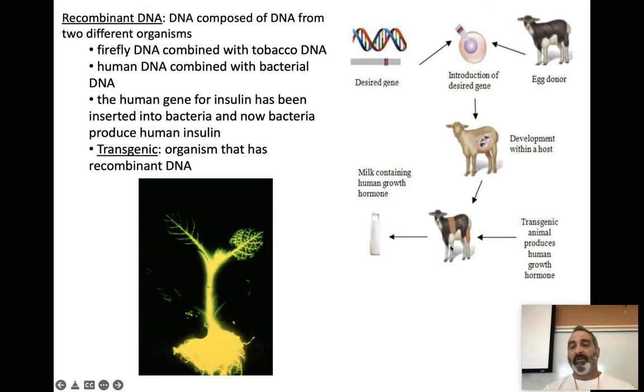In this picture, we call this offspring transgenic. Why? This organism is made from DNA from more than one source. So now it has transgenes, DNA that came from another species, basically.